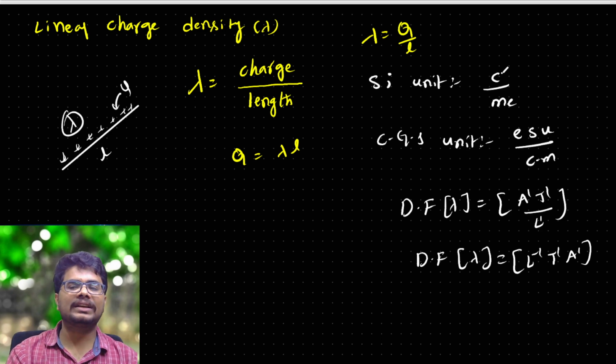And on top of that, what is there? Charge. The dimension formula of charge is what? A power 1 T power 1. Below that is length. So if I take length to the numerator, L power minus 1 T power 1 A power 1. And sir, if they give lambda, how to calculate charge in any surface? Lambda equals charge by L, so charge equals what you can write? Charge inside the surface, lambda into L, we can write.